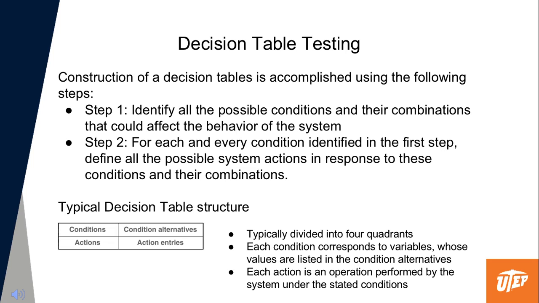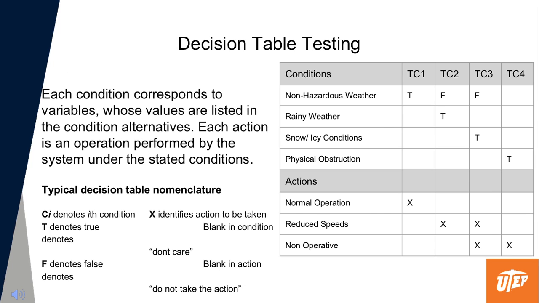When analyzing the figure that was in the previous slide, each condition corresponds to variables whose values are listed in the condition alternatives. Each action is an operation performed by the system under the stated conditions. In decision table testing, each condition corresponds to variables whose values are listed in the condition alternatives. Each action is an operation performed by the system under the stated conditions.